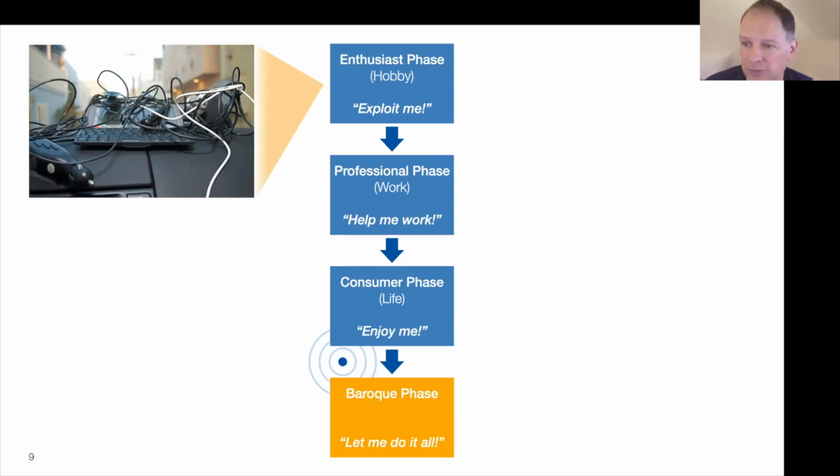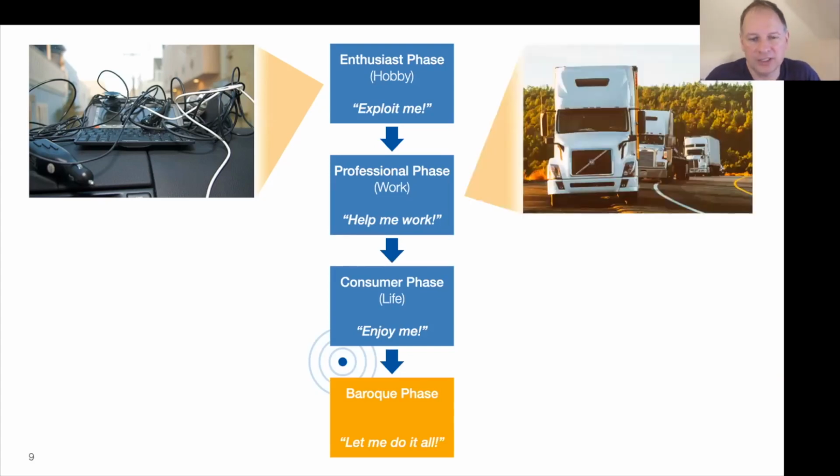And then if you look at GPS, what happened next? Well, the next thing that happened was actually not the TomTom for everybody that you could just glue to your windscreen. The next thing that happened was that trucking companies discovered the use of this.